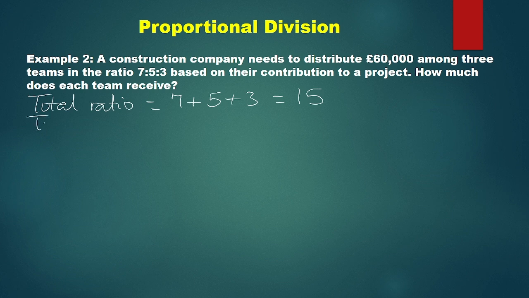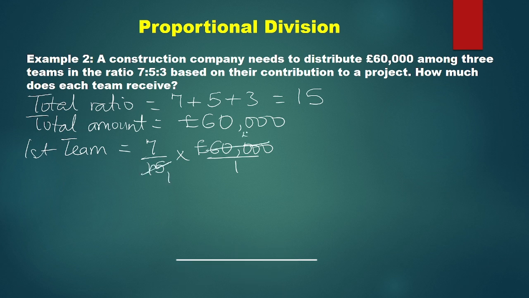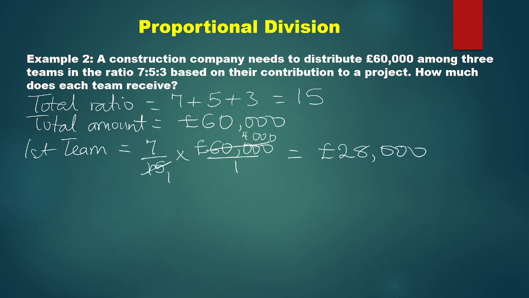And we know that the total amount that they want to share is £60,000. So how much does the first team get? So first team will take the ratio of the first team, which is 7, over the total ratio, which is 15, multiplied by £60,000 over 1. 15 in 15 is 1. 15 in 60,000 is 4,000. Then 7 times 4,000 will simply give us £28,000.